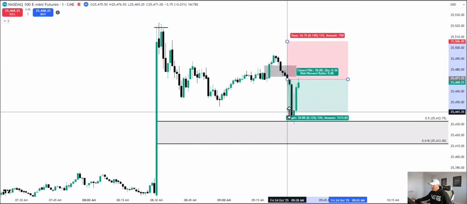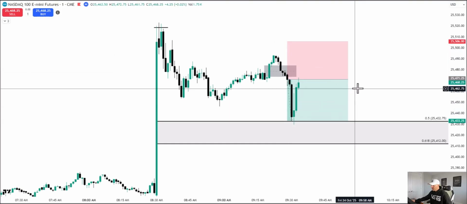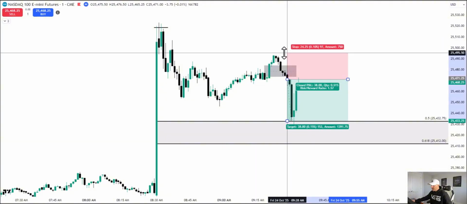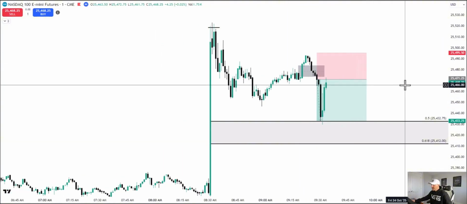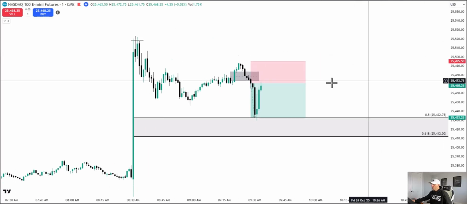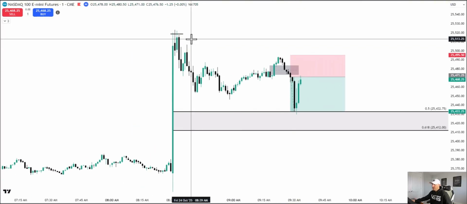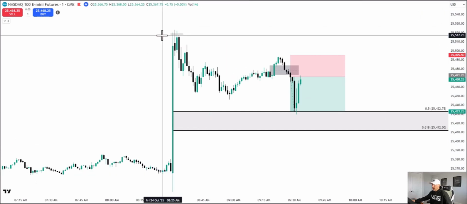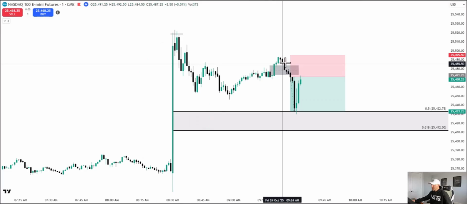And our target is just this 50% range. Okay, that's all we target. Our stop would be just above this swing high right here. Okay, so it's a pretty simple trade. All we're doing is waiting for this news candle to print. We then want to see this high get taken. And then we want to see some type of inversion.